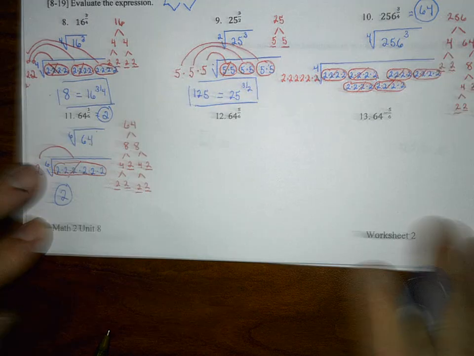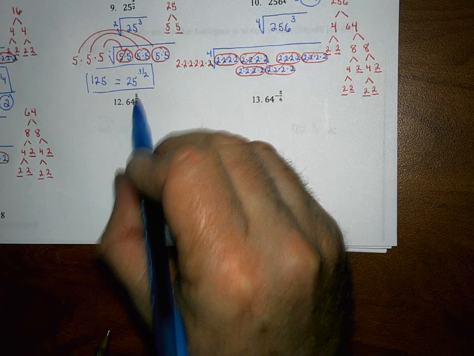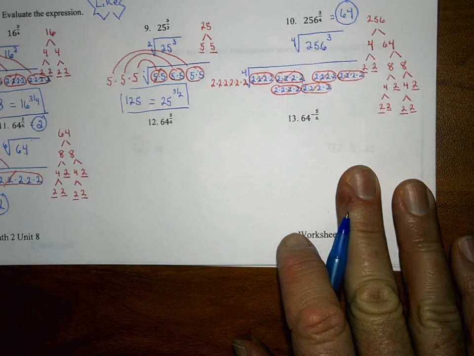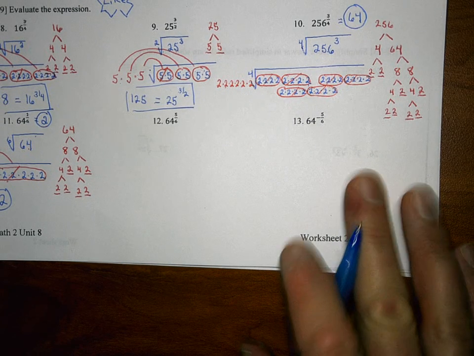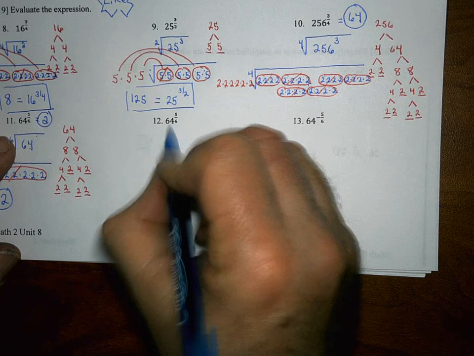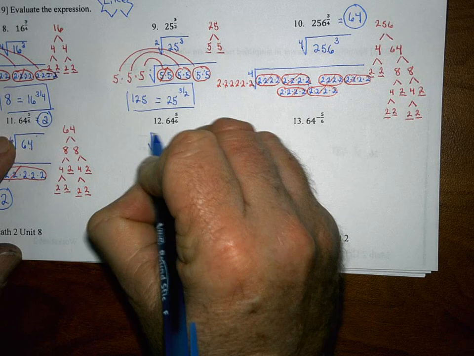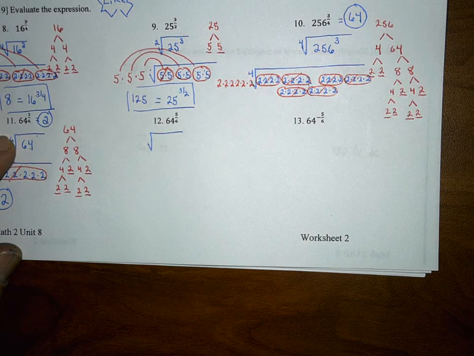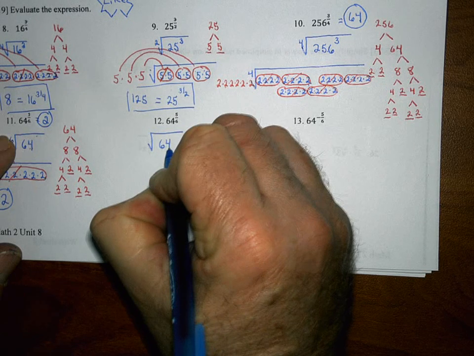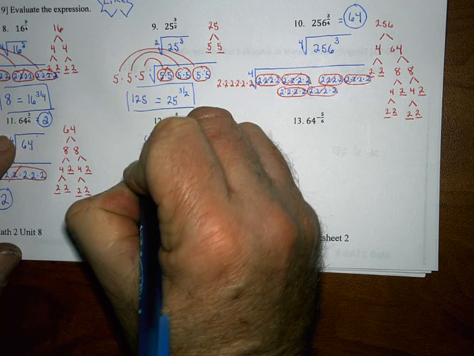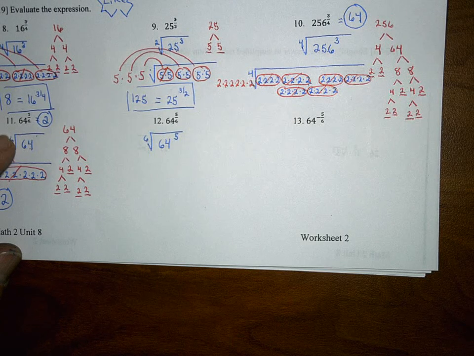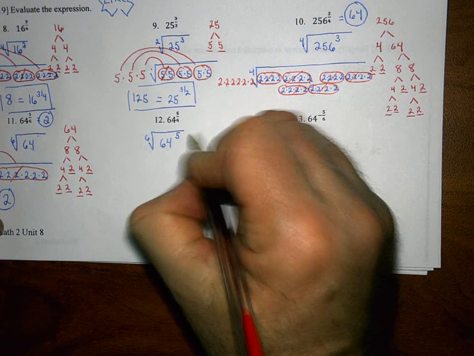Okay, number 12, 64 to the 5/6 power. Some of these are going to be a little repetitive, so we might not have to factor tree the whole thing. But my first step is I have to rewrite it as a radical expression. So the 64, the base, becomes the radicand. The 6 becomes the index. And then the 5 becomes the exponent for the radicand. And then I'm going to factor tree 64.